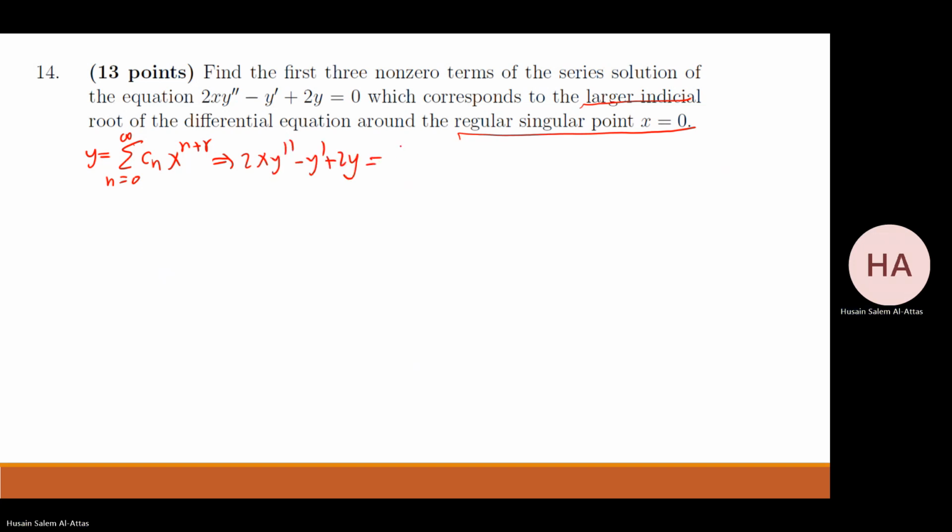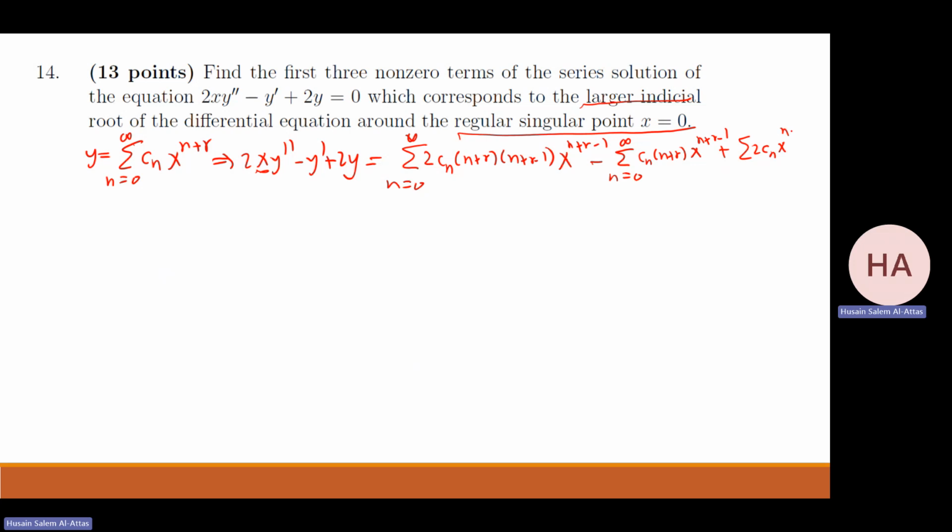That gives me what? Summation n equals 0 to infinity 2 Cn (n plus r)(n plus r minus 1) x to the power n plus r minus 1, not 2, multiplying by x. This is minus summation n equals 0 to infinity Cn (n plus r) x to the power n plus r minus 1 plus 2 Cn x to the power n plus r, that is equal to 0. I can combine these two, and take x to the power r as common at the same time.